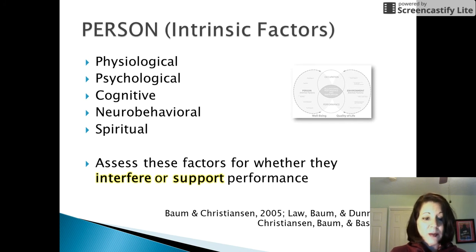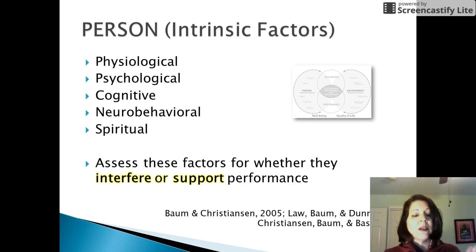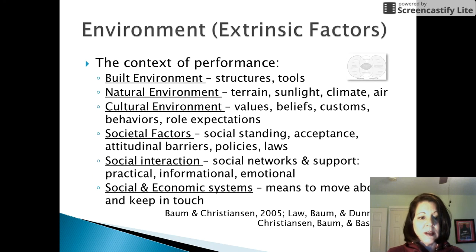Here are some aspects of the person. I'm not going to go into these in great detail because you had opportunity to read those. But what PEOP says when it comes to assessment is that you look at all these aspects of the person and you're looking at them for whether they interfere with or support occupational performance.